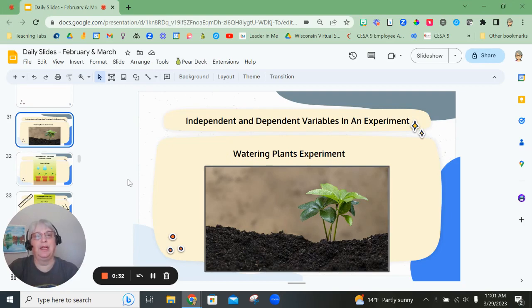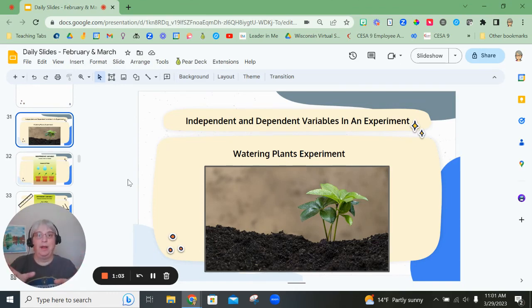So we're going to pretend that I'm doing an experiment with watering plants, and I'm going to try to determine how much water a certain plant needs in order to thrive. So in this image I have on the screen, you can see one grouping of plants. I would actually have, let's say, two groupings of plants, and in order to do my experiment, I'd have to have them be getting different amounts of water, right?